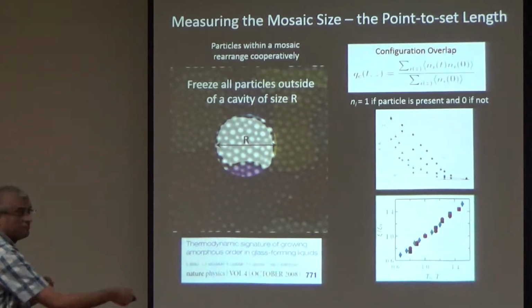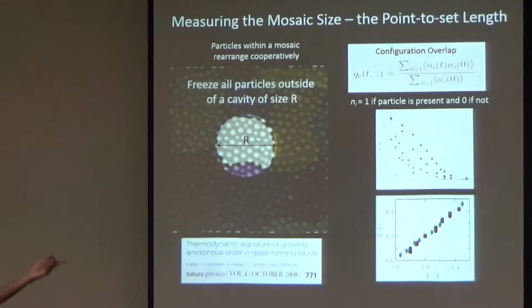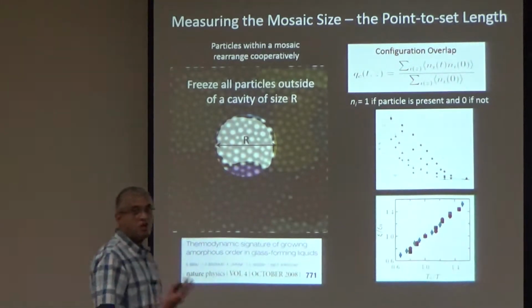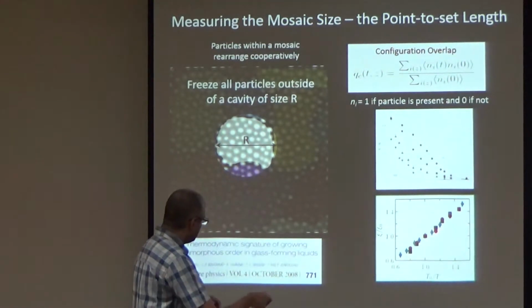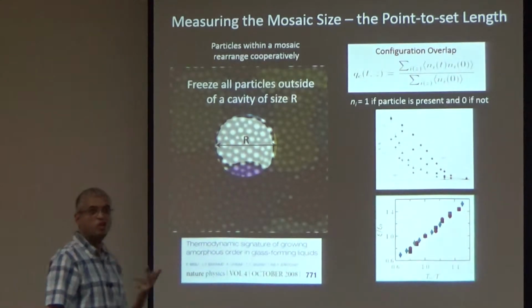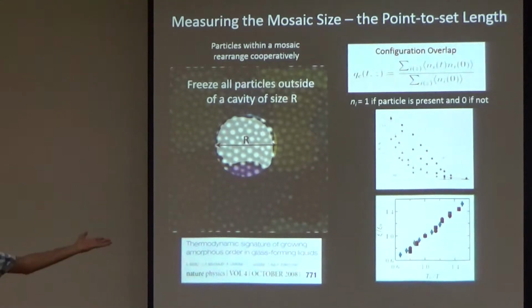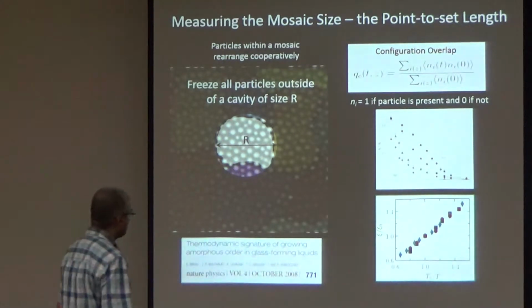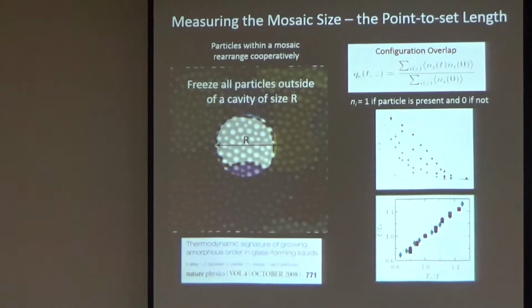Okay, because this sort of growth is you have a relaxation time that grows by 12 orders of magnitude, and you have a static length scale that grows by a factor of 2. So nobody buys this sort of growth anyway. All right, but I'll tell you why it might be useful.